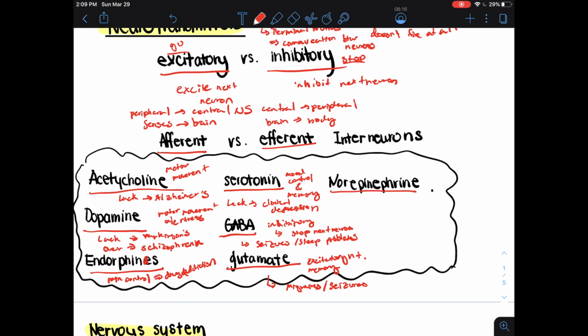Finally, we have norepinephrine, which helps with alertness and arousal, and lack of it can result in depression.